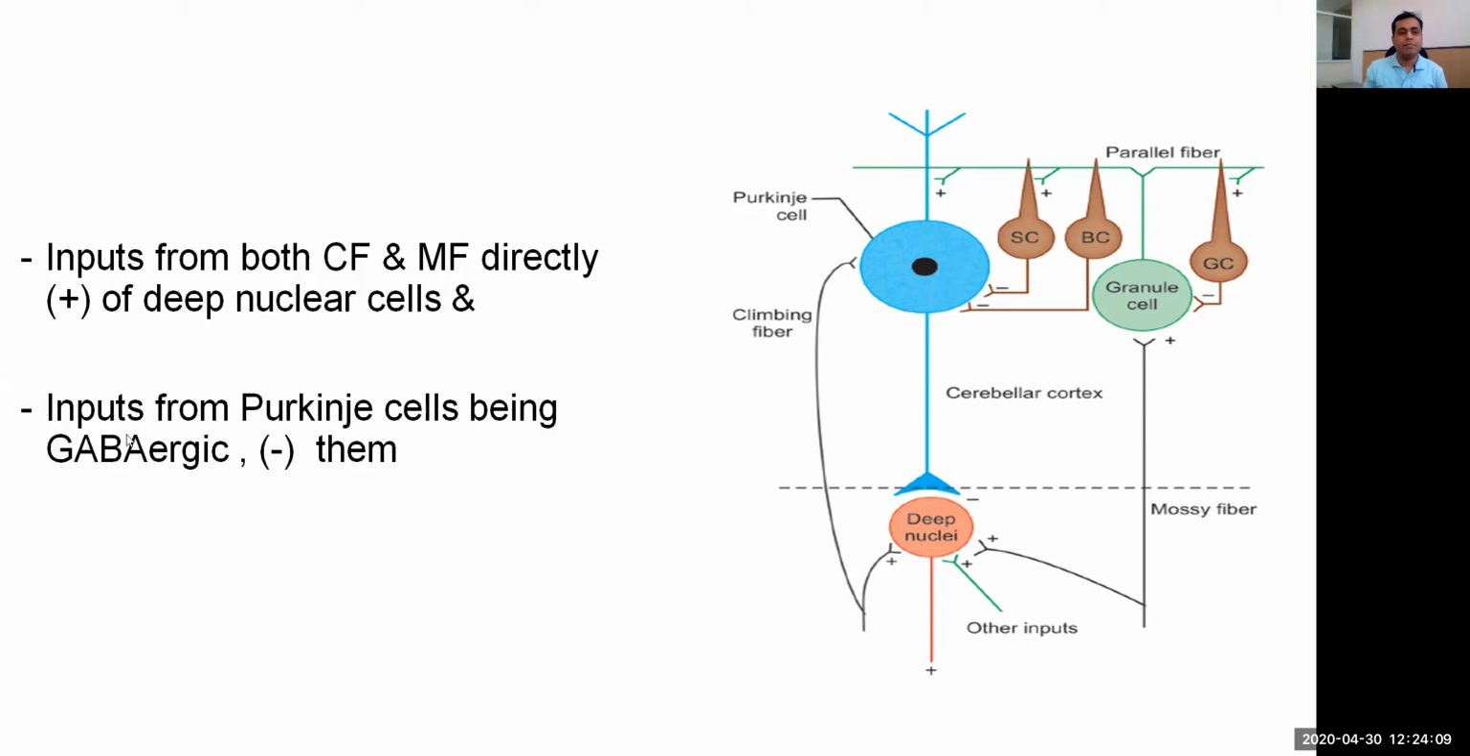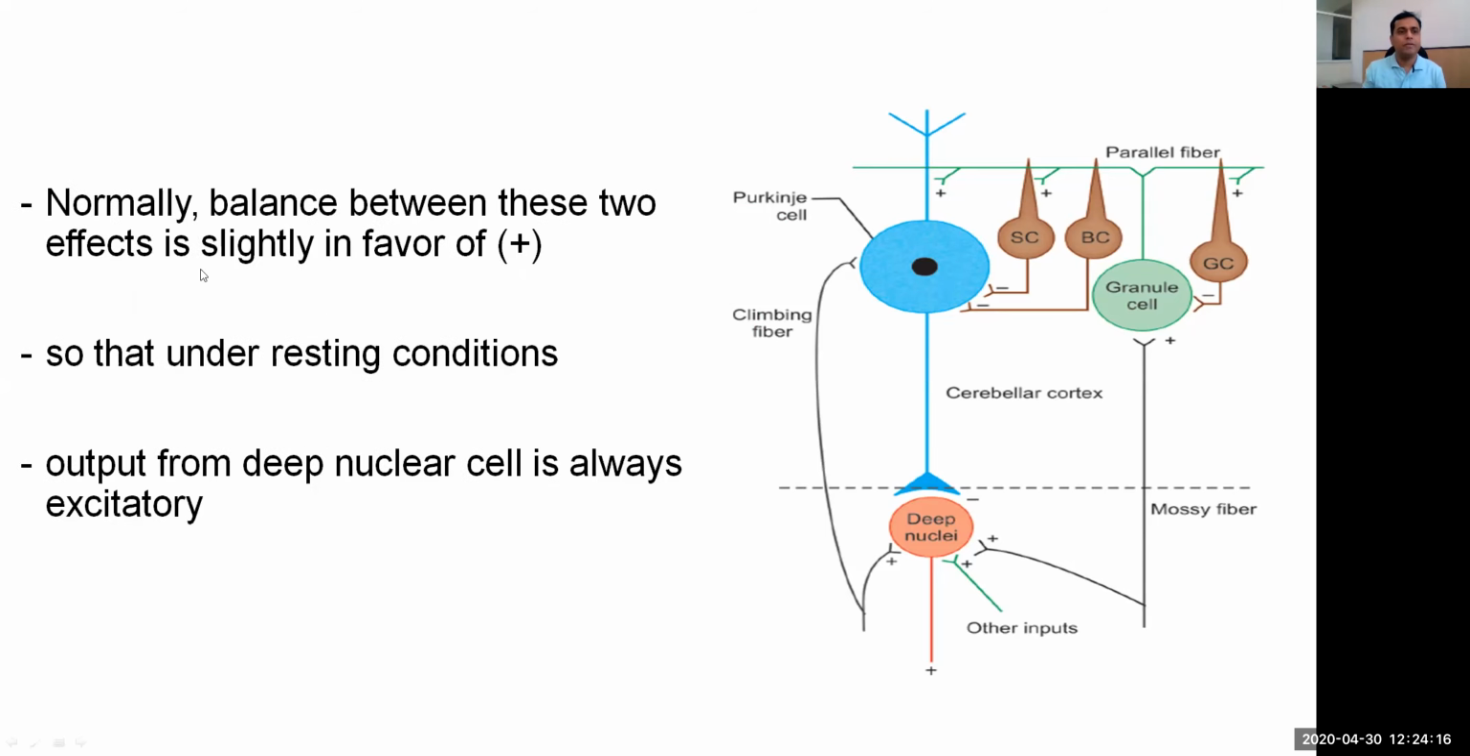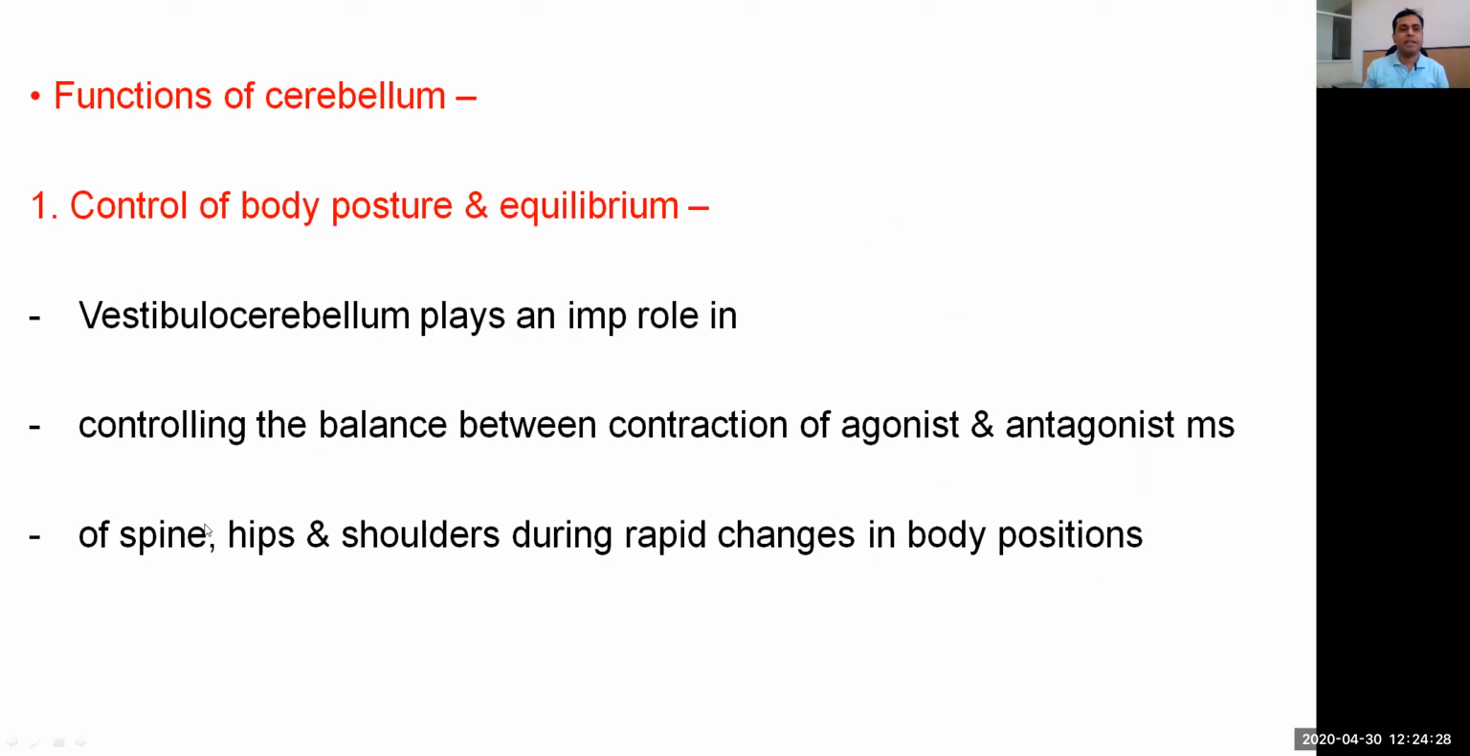Input from the Purkinje cell, being GABAergic, has an inhibitory influence. This is a Purkinje cell, which has inhibitory effect. Normally, the balance between these two effects is strongly in favor of facilitation, so that under resting condition, the output from the deep nucleus cells of the cerebellum is always excitatory.